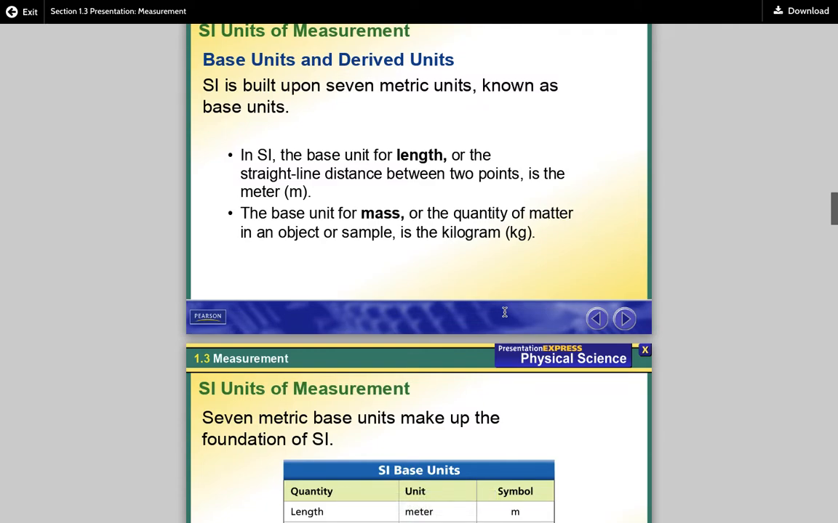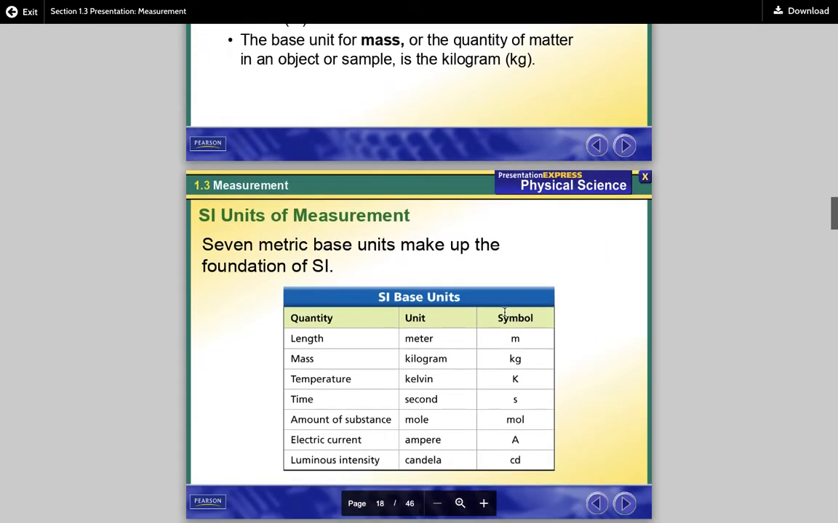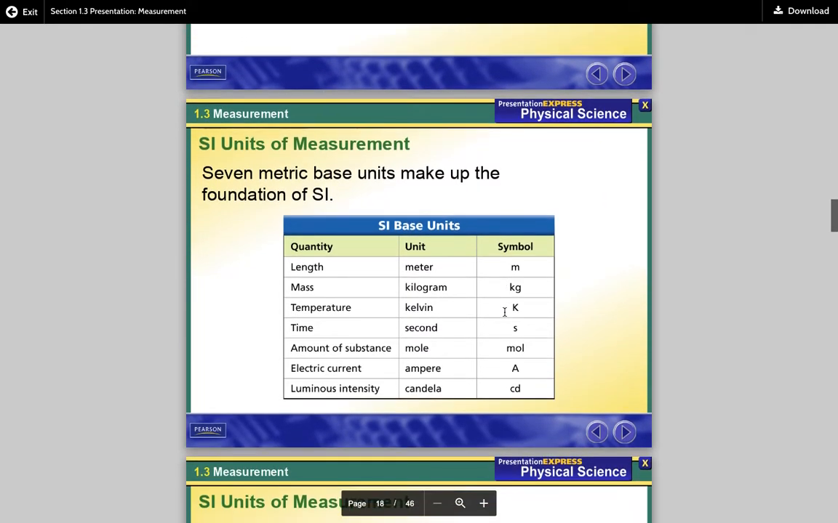Here you see, for length, we'll learn about the meter. That's one you're probably familiar with. For mass, the SI unit is the kilogram. We'll probably be measuring a lot of things in our lab, mostly using grams, but we'll talk about that in class as well. And then here you see the metric base units for some of the key measurements in the International Measuring System.